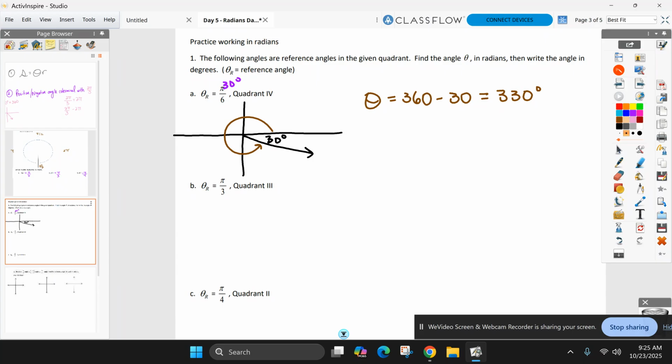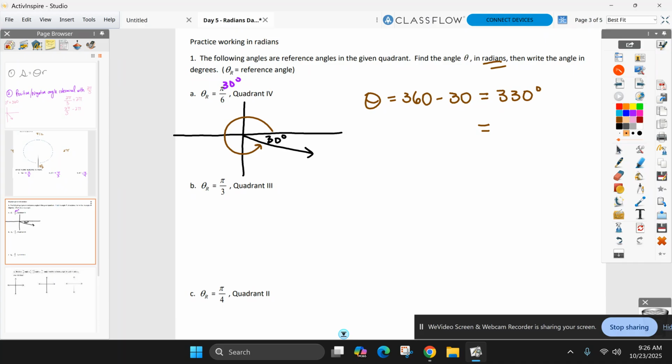That's my answer in degrees, but it also says find it in radians. Drop the calculator. Watch how quick this is going to be. What was my reference angle again? Pi over 6, which was what? 30. How many 30s go into 330? You can use your calculator if you want for that. How many? 11.